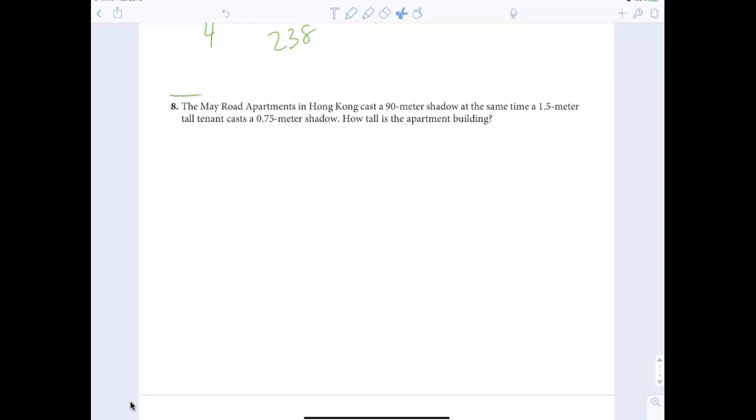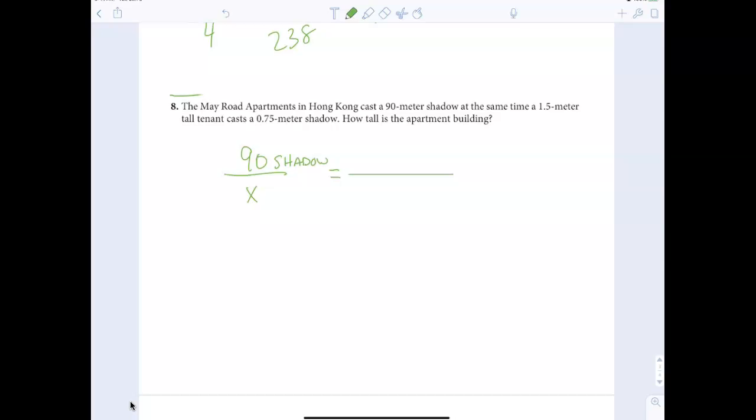Right. So again, it's just building to shadow, building to shadow. Do you agree with me? So can you set up the proportion for me? Let me hear you. 90 over x, right? So the 90 represents, I like to make sure I'm seeing this, the shadow. And the x represents the building, okay? So now what?